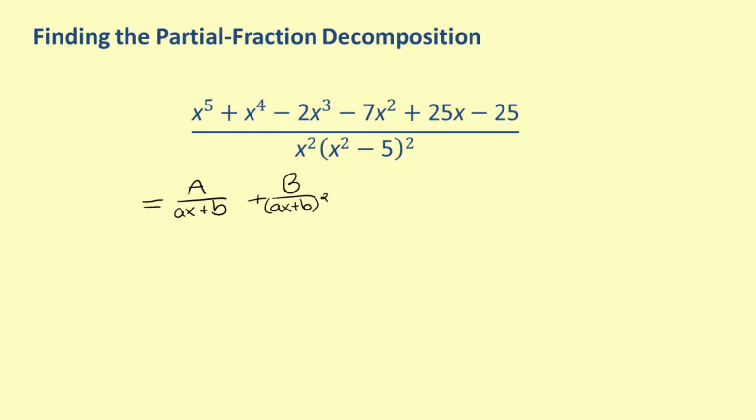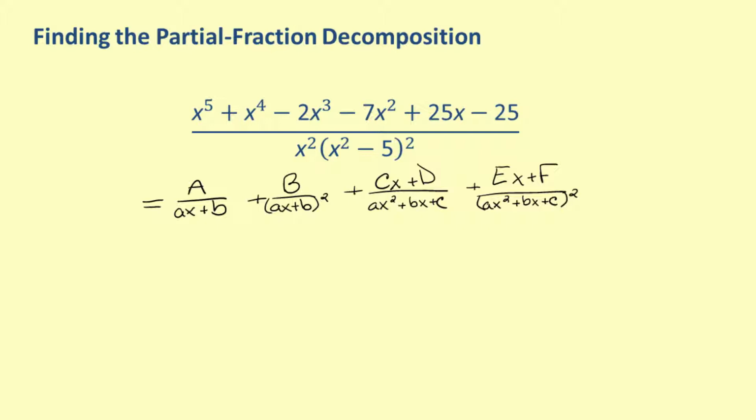Case 4 states that any irreducible quadratic factors repeated m times will result in the sum of m partial fractions where cx plus d and ex plus f contain constants c, d, e, and f to be determined later. So, we add cx plus d over ax squared plus bx plus c plus ex plus f over ax squared plus bx plus c all squared to the first part of our expression. Note that lowercase a, b, and c are different in each denominator and are just placeholders.